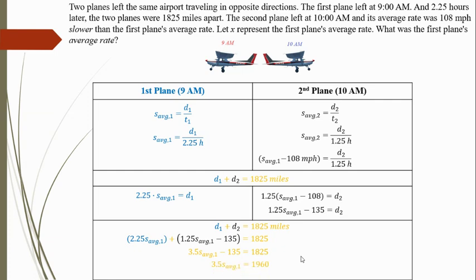If you do that, 1825 plus 135 will give you 1960. On the left side of the equal sign, we simply carry down 3.5 S average 1. Hopefully by now you know algebra well. So to isolate S average 1, we simply divide both sides by 3.5. Dividing both sides by 3.5 will give us this final outcome. So the average speed of the first plane will be 560 miles per hour. I hope that helps. If you need to watch it again, watch it again.